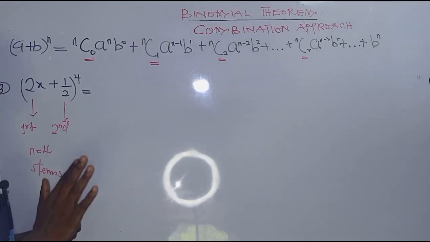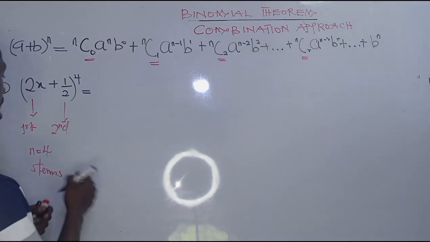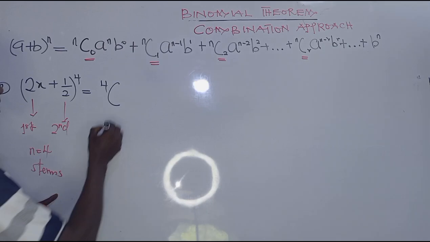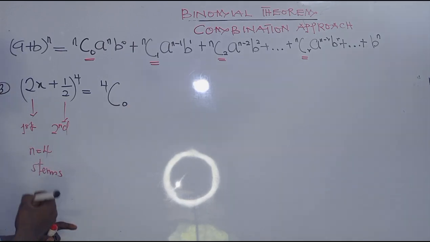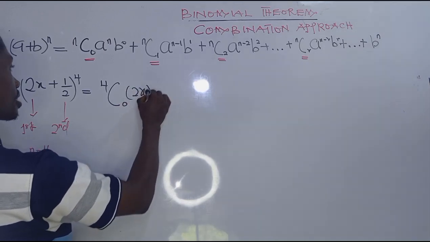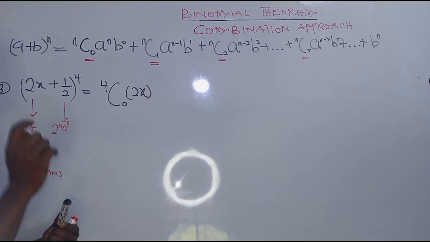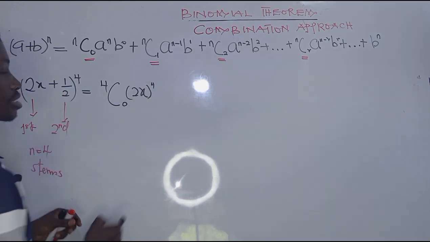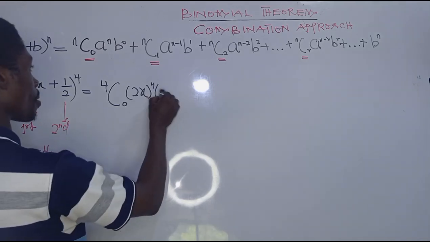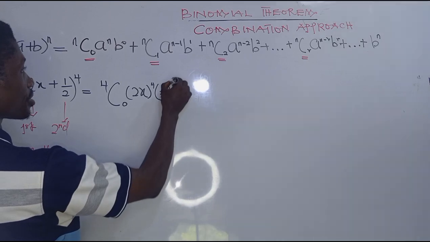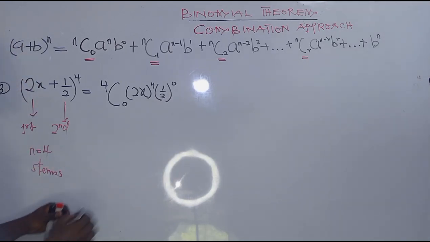So with this, we are not going to look at the formula. Go with me. Our n is what? 4. So we have 4 combination 0. Our first term is what? 2x. So we have 2x. And always the first term takes the whole of the power of the binomial expression. So we have 4. Whilst the second term takes a power of what? 0. So we have 1 over 2 raised to the power 0. You are good to go.